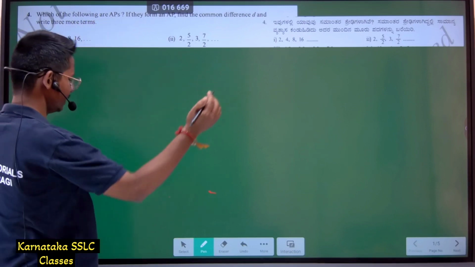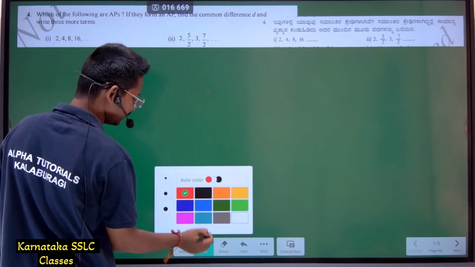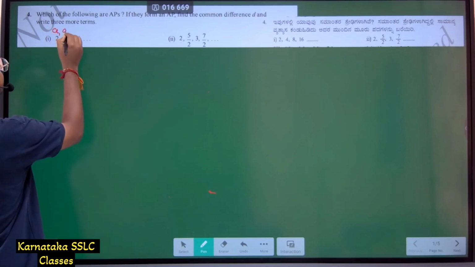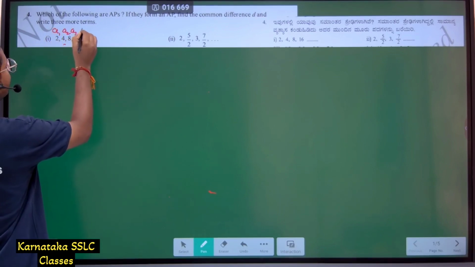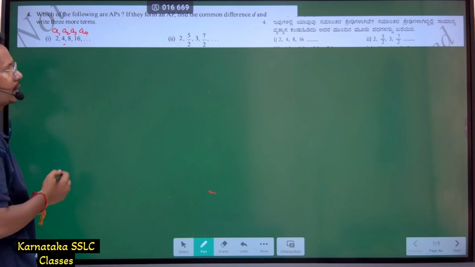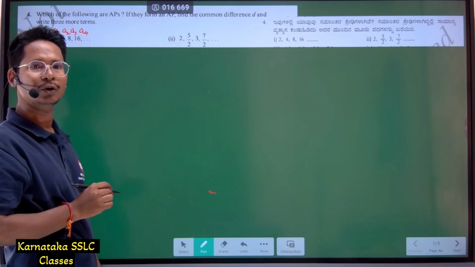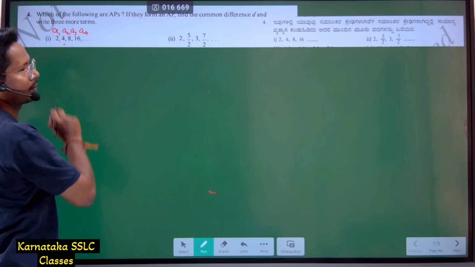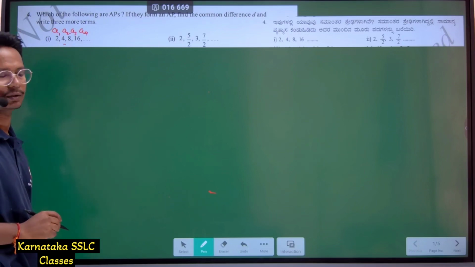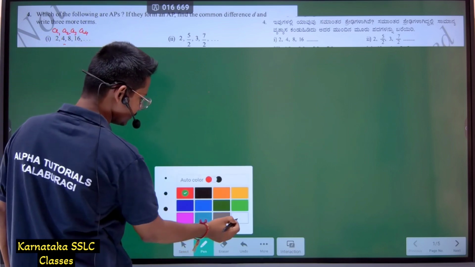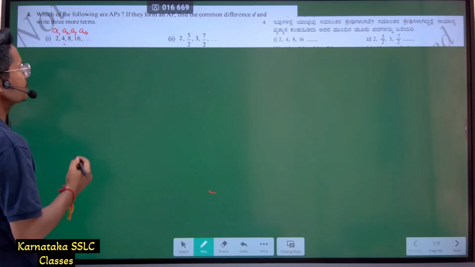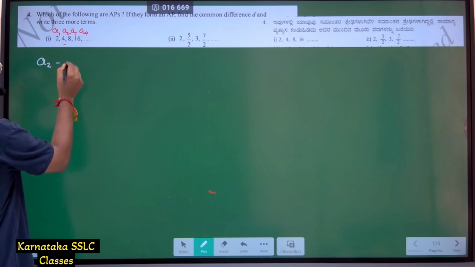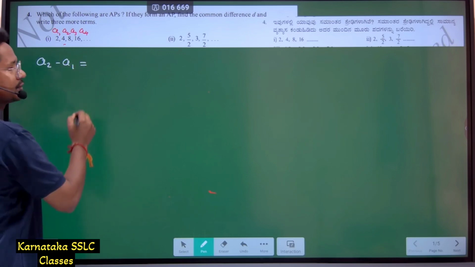Okay, for that first I'll identify the terms. First term A1, second term A2, third term A3 and fourth term A4. Each term is separated by commas. Here you can find three commas, so four terms: 2, 4, 8, 16. Now I have to find the common difference. So how to find common difference? It is the difference between any two successive terms.